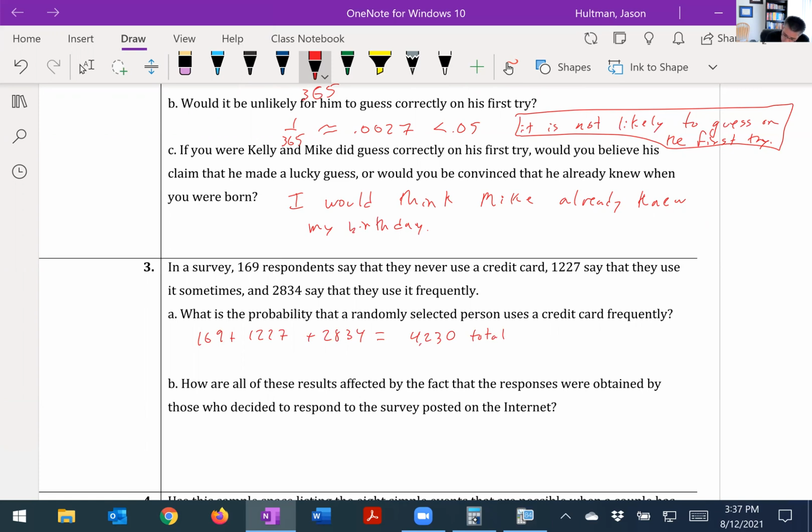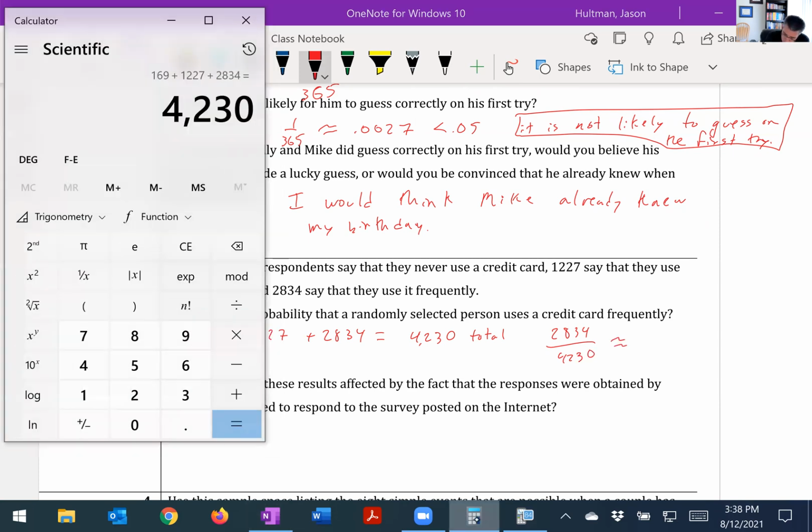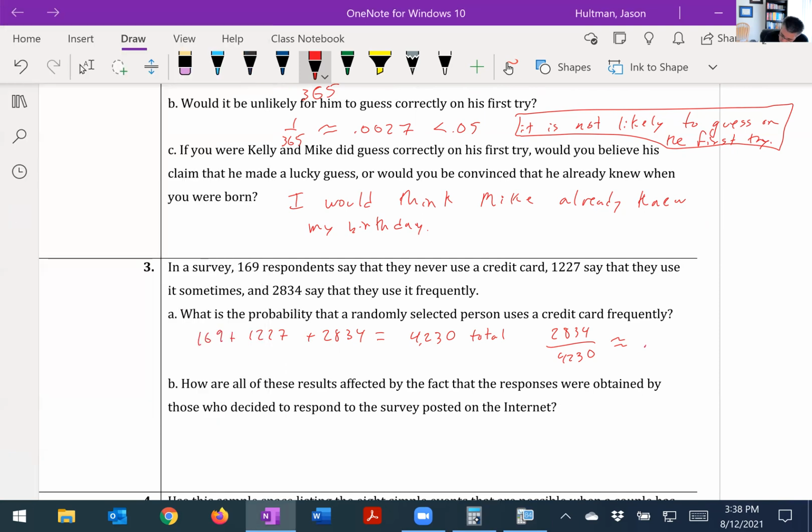Okay, and so we want to know what's the probability the randomly selected person uses a credit card frequently. So the frequently people were 2834. So this is 2834 over 4230. And we're going to say this is approximately what? 2834 divided by 4230 is about 0.67. So roughly 2/3. Okay, about 0.67 or 67% of the people use their credit card frequently.